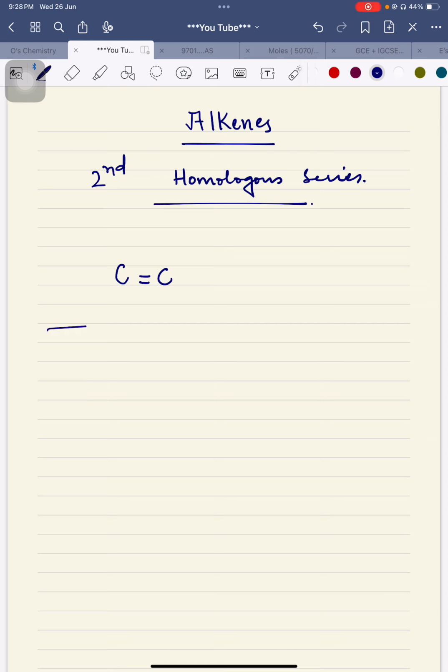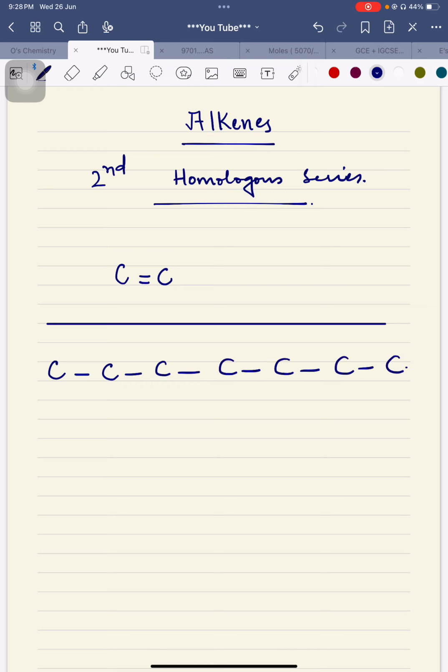Okay, so consider this compound. It has one, two, three, four, five, six, seven. Okay, we can say this thing that seven carbon atoms are bonded with each other through single covalent bond. Hence, due to absence of carbon carbon double covalent bond, we will consider it as an alkane.